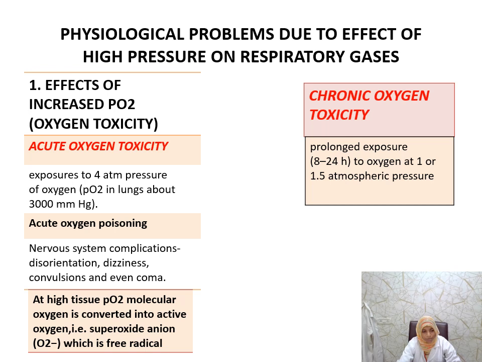But why is this happening? Because at high tissue partial pressure of oxygen, molecular oxygen is getting converted to active oxygen, that is superoxide anion, which is a free radical, which causes all the CNS complications. And whenever a person is exposed for a longer duration, let us say 8 to 24 hours at 1 or 1.5 atmospheric pressure, then they exhibit something called chronic oxygen toxicity. So we have two effects: acute oxygen toxicity and chronic oxygen toxicity. Chronic, when they are exposed for a longer duration.